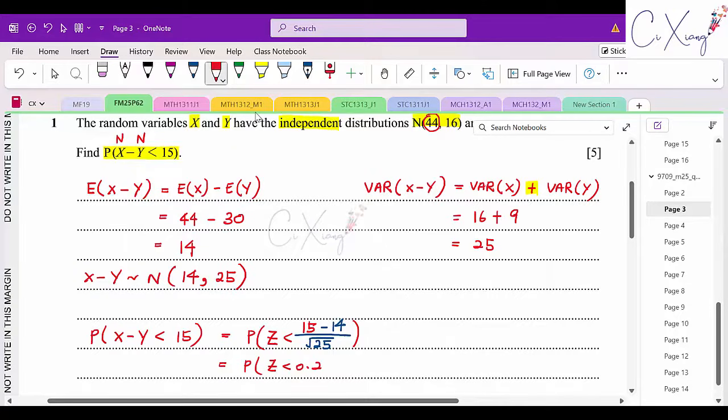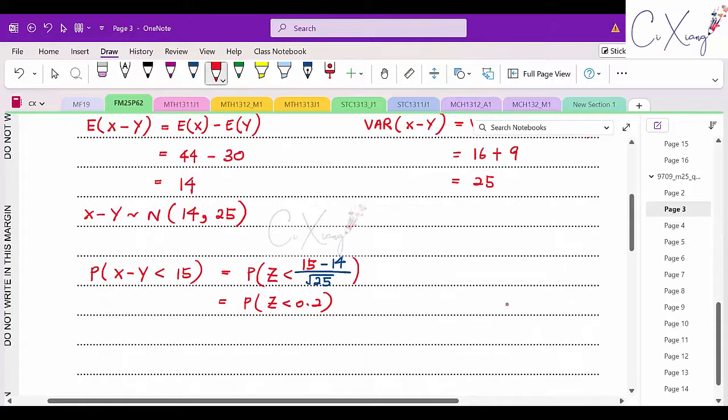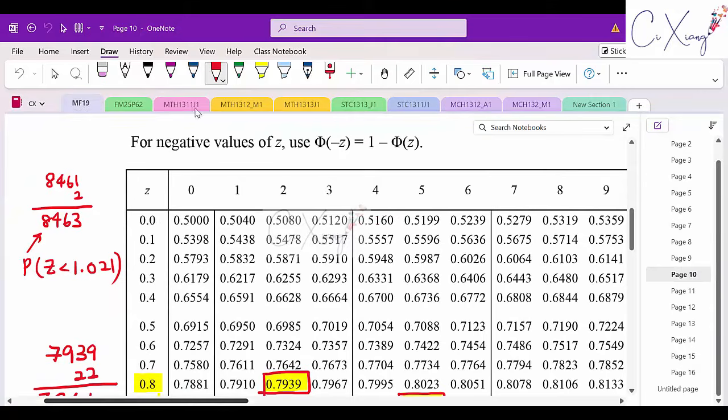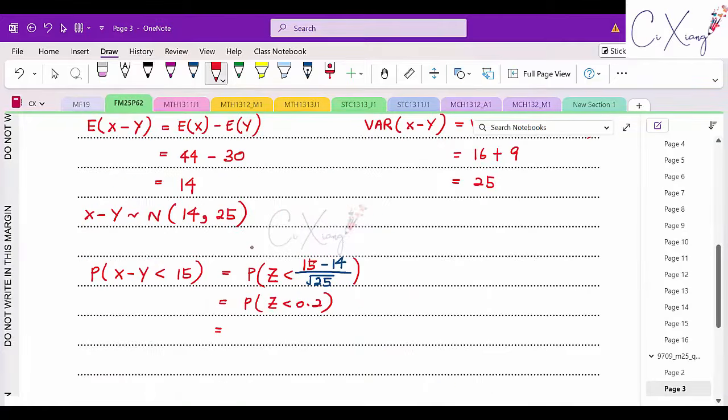Okay, so let's find this probability from the normal distribution table. Let's have a look at the table here. Where's the 0.2? So 0.2 is this one. We're looking for 0.20. The probability value should be 0.5793. So we go back, and it will be equal to 0.5793, or if you want, please correct it to 3 significant figures, which is 0.579. Alright, so this is how we solve the first question.